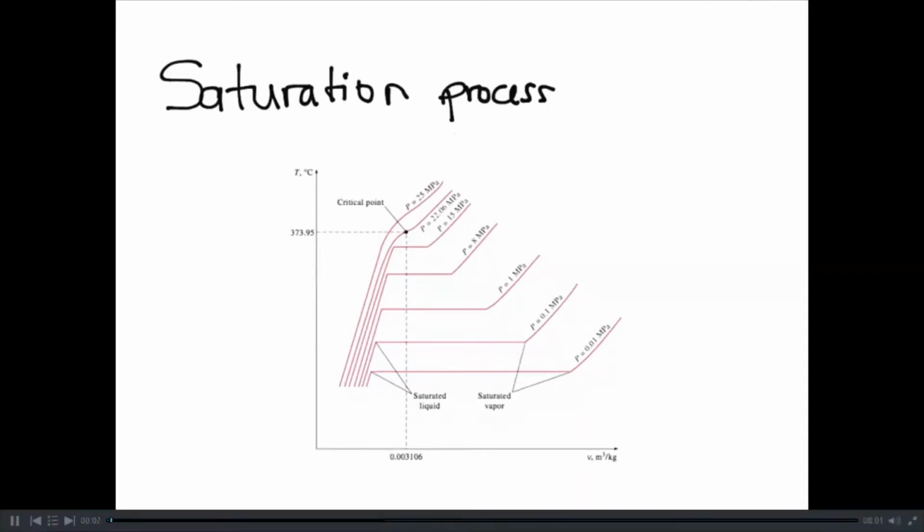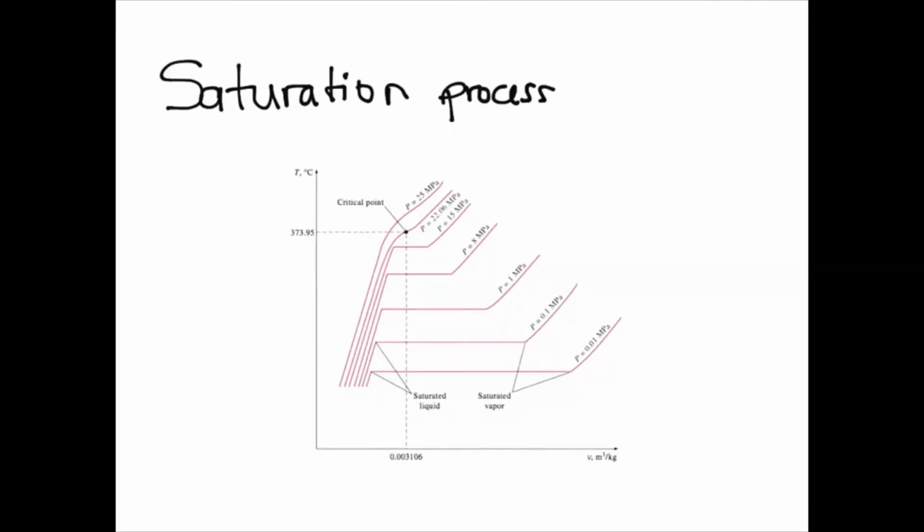In this video we're going to talk about the saturation process. Let's remember that whenever we have a liquid that is at the saturation point, that is called a saturated liquid. When we have a gas that is at the saturation point, that's called a saturated gas. But what happens in between? In between, we have a region which is the saturation process, and there we have a mixture that is liquid and vapor mixture.